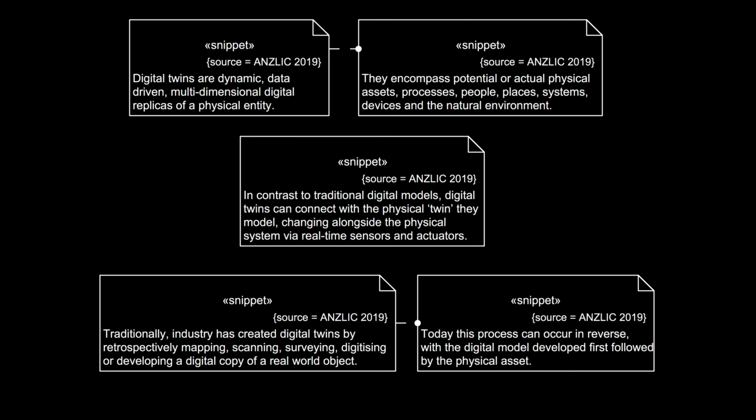These 5 text snippets are the basis of the initial SysML block model and 2 cases we'll be exploring: the acquisition of a pre-existing physical asset and the creation of a new physical asset. Let's examine the snippets briefly.